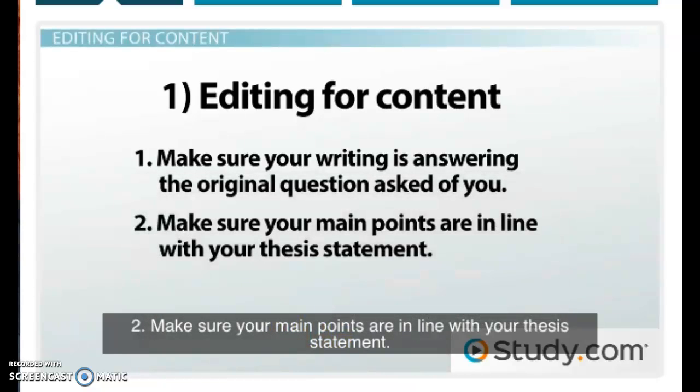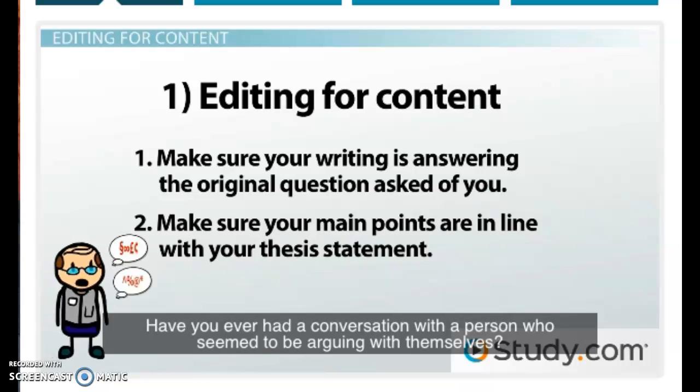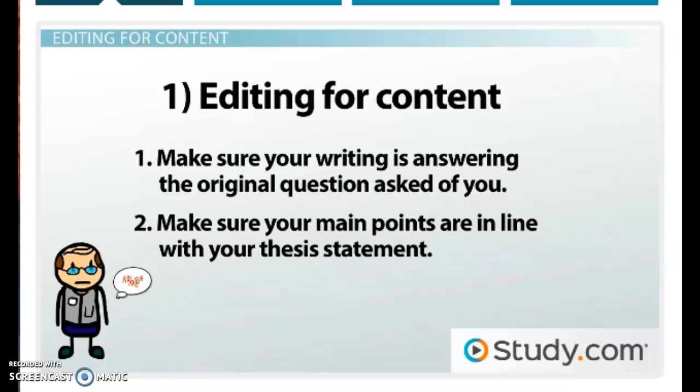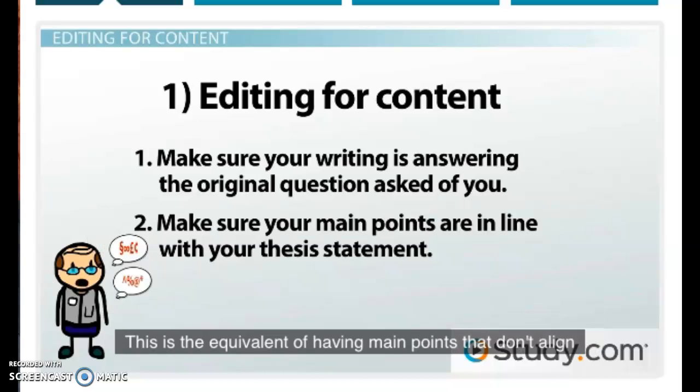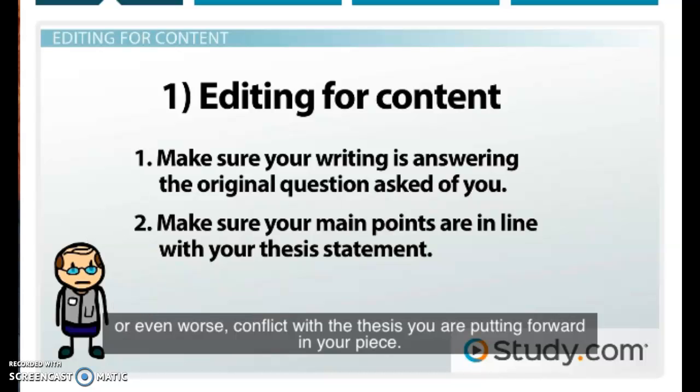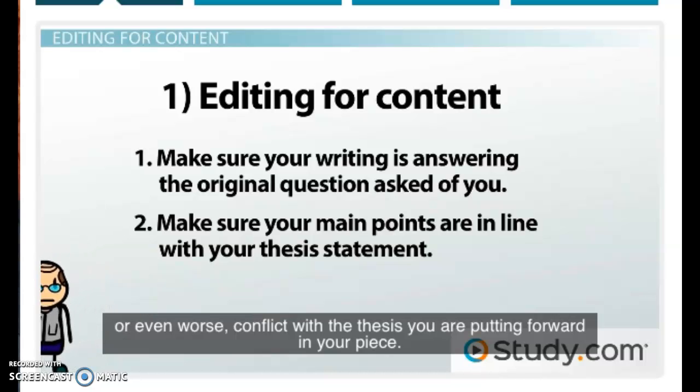Number two, make sure your main points are in line with your thesis statement. Have you ever had a conversation with a person who seemed to be arguing with themselves? This is the equivalent of having main points that don't align, or even worse, conflict with the thesis you are putting forward in your piece.